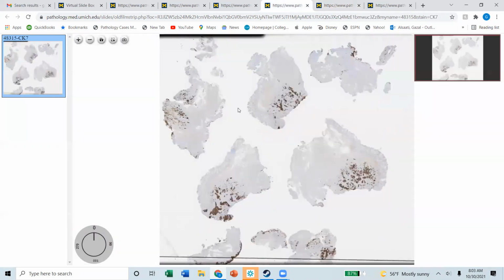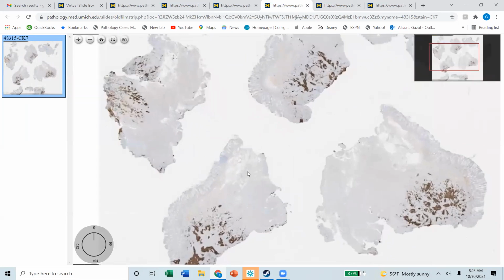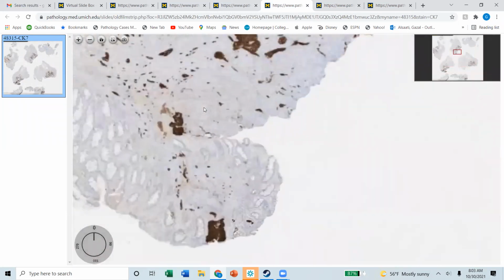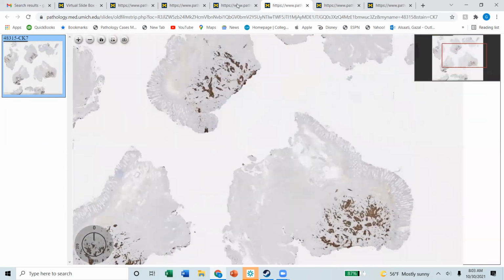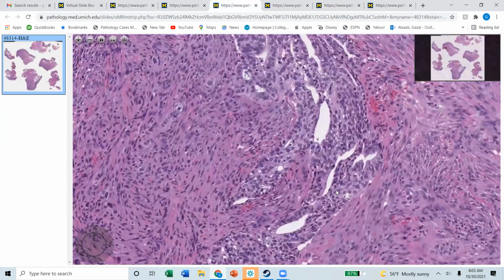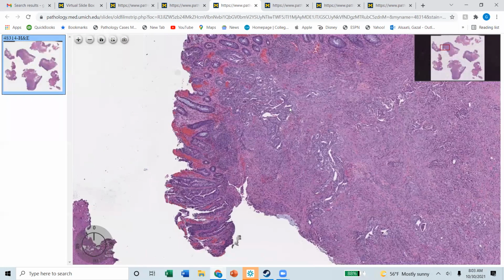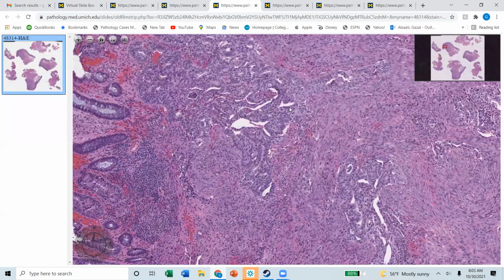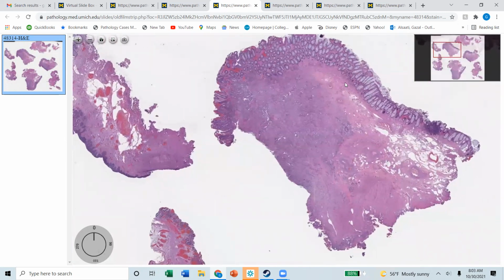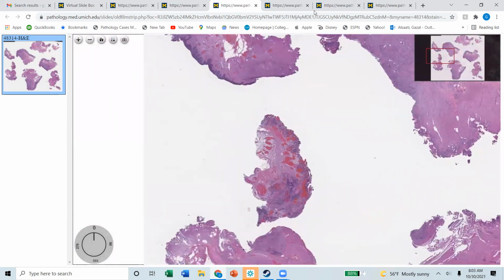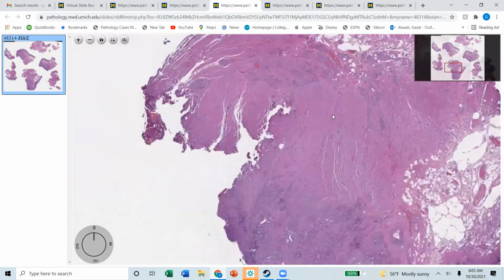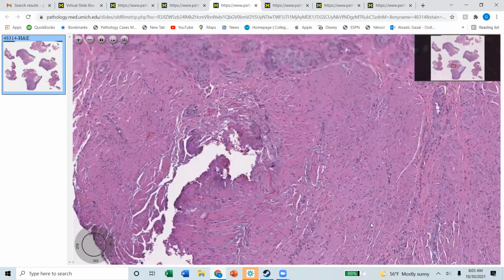Okay, and this is CK7. I wonder if this is a squamous component, not a glandular component. Ah, that makes sense. It has some squamous metaplasia. I'm just very curious.